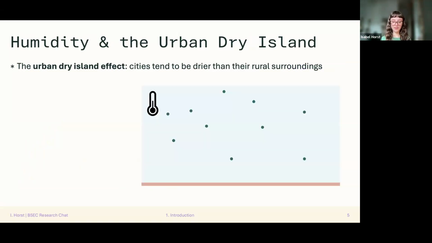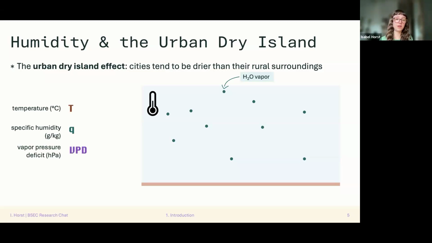To explain the theoretical basis for why this might be happening, I'm going to use this little cartoon atmosphere. So here's my little atmosphere. It's got water vapor droplets in it. It also has a temperature. It has a specific humidity, which is an absolute measure of humidity that tells us by weight how much water vapor there is in the air. And it also has a relative humidity.